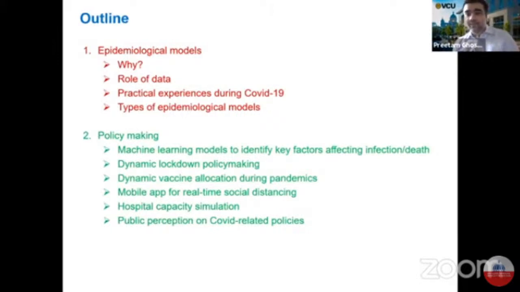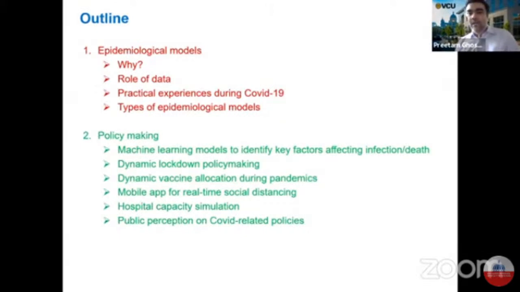And we'll talk about some machine learning-based models, which can tell us what are the key factors that are affecting the number of infection and death counts, specifically in the United States and even worldwide. We'll talk about lockdown policy-making. So how do we even come up with a lockdown policy? What should be the length of the lockdown? When to impose the lockdown, right?